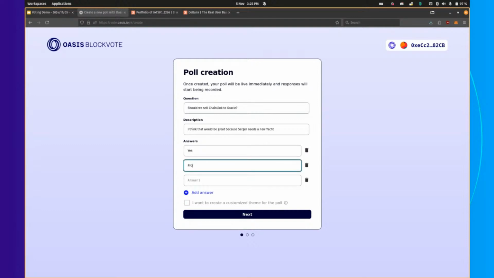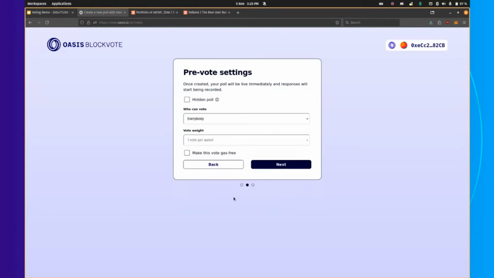I think that would be great because Sergey needs a new yacht. Yes. Yes. No. So I'm just skewing the vote a little bit, right?